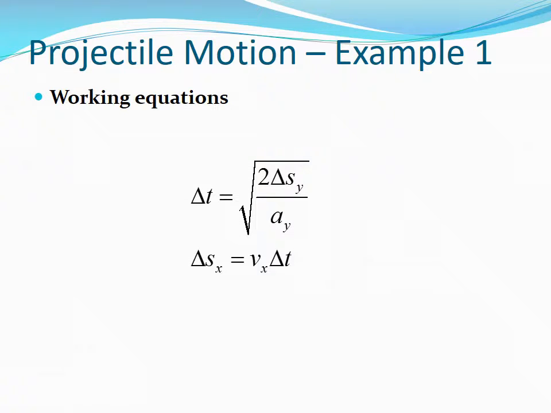We rewrite our two equations, the first being solved for delta t, which is the square root of 2 times the change in motion in y divided by the acceleration. Delta s sub x is v sub x delta t. The horizontal velocity, v sub x, is constant throughout the motion.